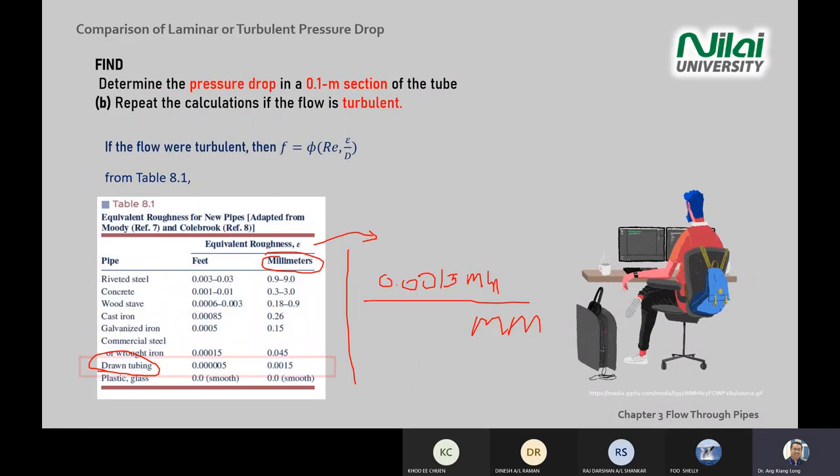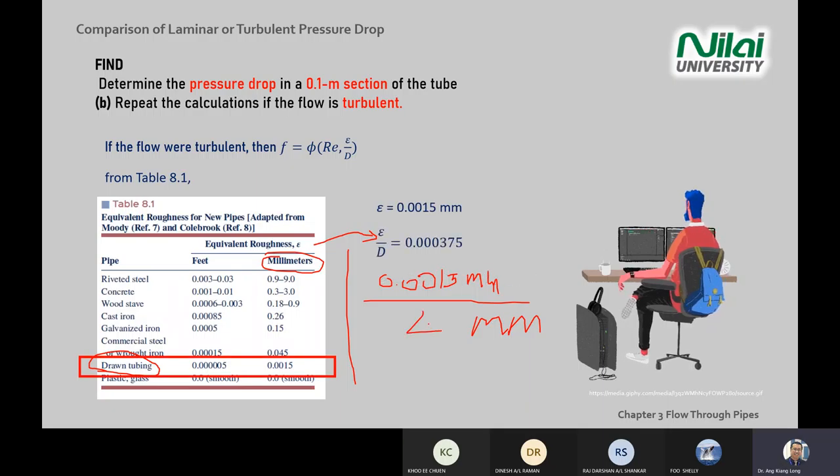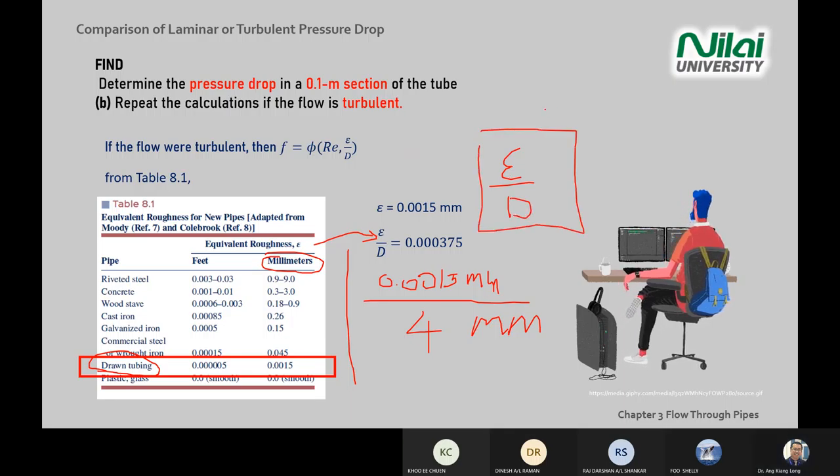So with 4 mm diameter, you calculate 0.0015 divided by 4 to get the ratio of epsilon divided by D. This is another area that I have seen in the previous 2 or 3 semesters. There will be one student, up to year 3 already, still confused about the unit. So this is the ratio without unit. In this case, you use mm divided by mm. This is one of the mistake areas also. Be careful.